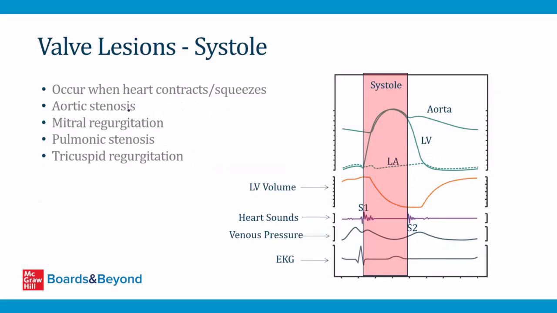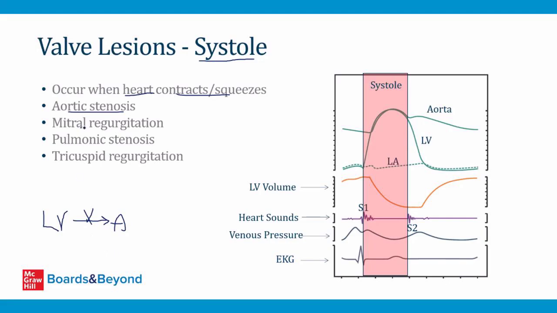Some valve lesions or valve disorders cause problems in systole and some in diastole. Let's start by talking about valve lesions that are a problem in systole. These valve lesions create an issue when the left or right ventricles of the heart contract or squeeze. For example, in aortic stenosis, blood is supposed to leave the left ventricle in systole and go out of the heart and into the aorta. But if the aortic valve is stiff and stenotic, it will obstruct this flow of blood during systole, and that's how aortic stenosis causes problems, which we'll talk about later.